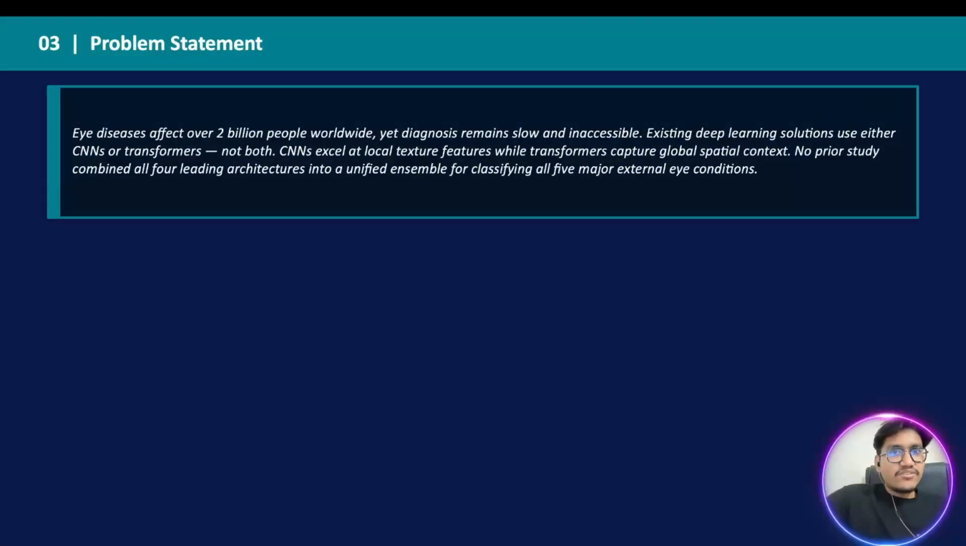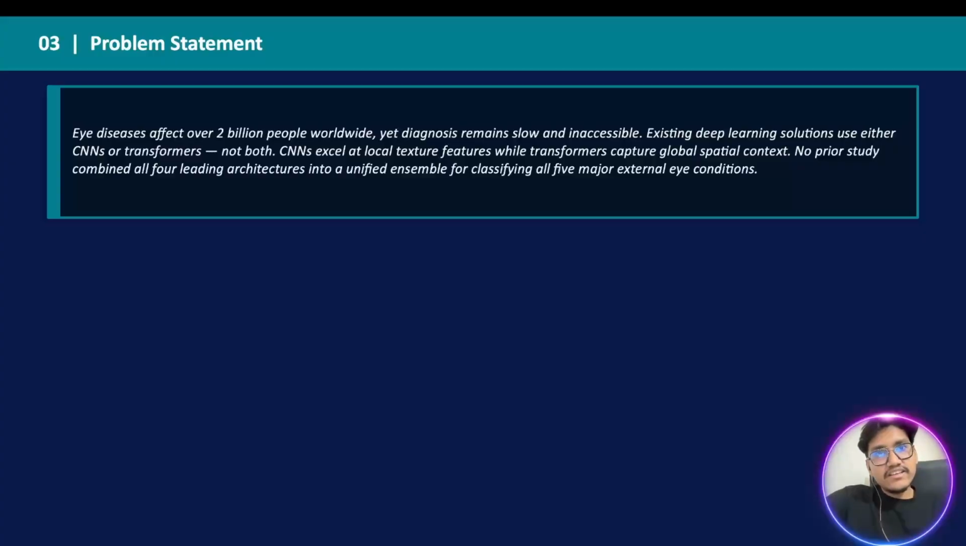Now let's state the problem clearly. Eye diseases affect over 2 billion people worldwide, yet diagnosis remains slow and inaccessible in many regions. Existing deep learning solutions use either CNN or transformer, but not both together. CNNs excel at detecting local texture features, while transformers capture global context, and no prior study has combined all four of these leading architectures into a unified ensemble for classifying all five major external eye conditions. This is the core problem the paper is solving.